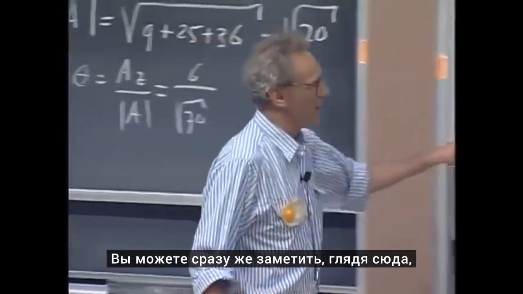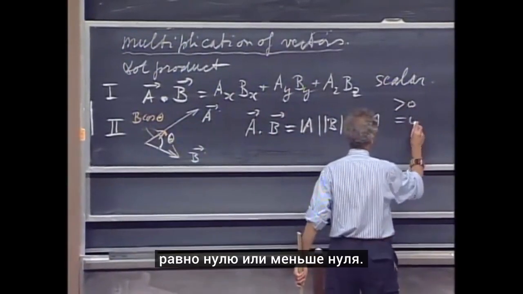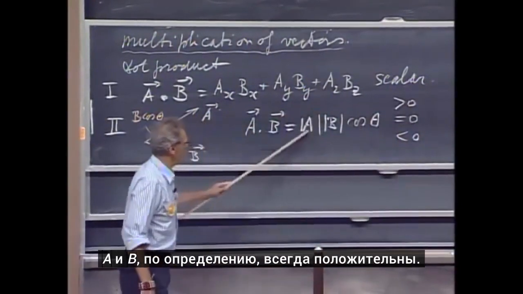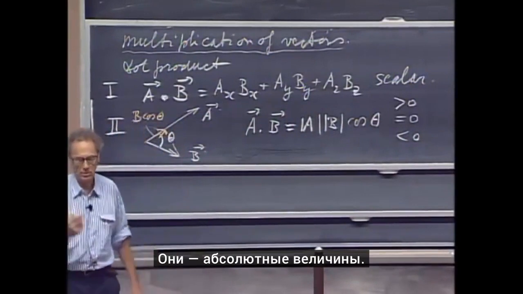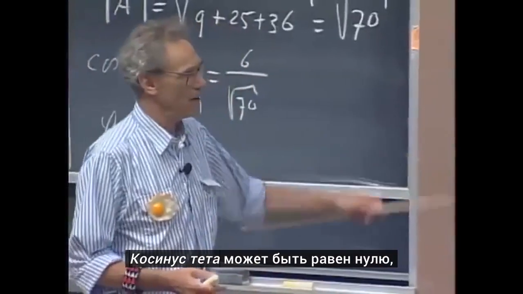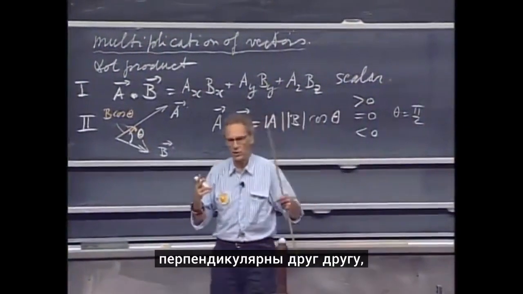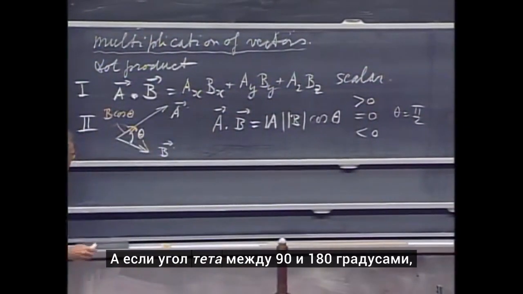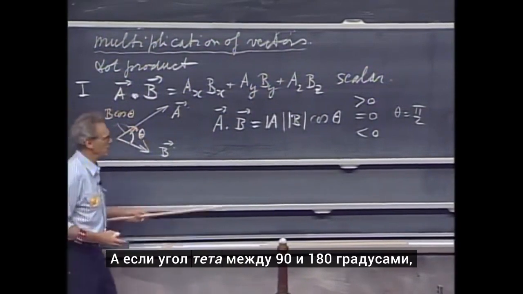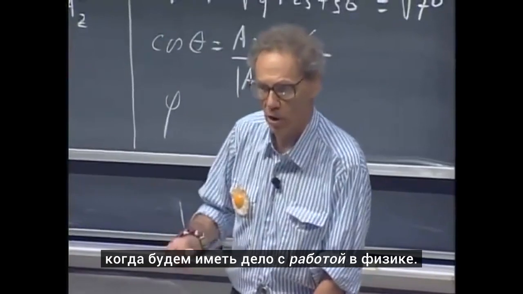You can immediately see by looking at this, it's easier to see than looking here, that the dot product can be larger than 0, it can be equal to 0, and it can be smaller than 0. A and B are, by definition, always positive. They are the magnitude. But so it's determined by the cosine of theta. If the cosine of theta is larger than 0, well, then it's larger than 0. The cosine of theta can be 0. If the angle theta is pi over 2, in other words, if the two vectors are perpendicular to each other, then the dot product is 0. And if this angle theta is between 90 degrees and 180 degrees, then the cosine is negative. We will see that at work, no pun implied, when we're going to deal with work in physics. You will see that we can do positive work and we can do negative work. And that has to do with this dot product. Work is a dot product.